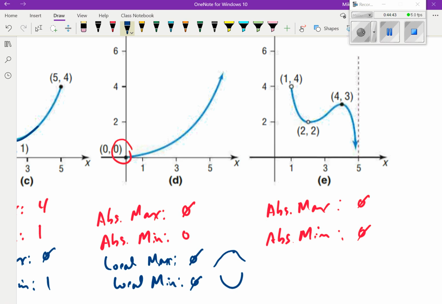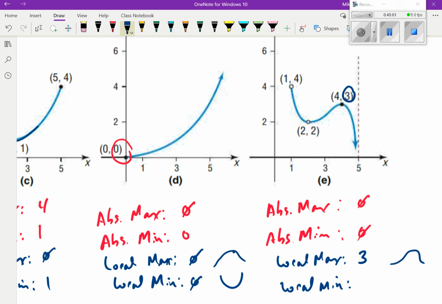As we take a look at local maxes and local mins, do I have any spot where I'm turning up and then come back down? So am I going up, turning back down? Yes, I do. I have one local max of 3.